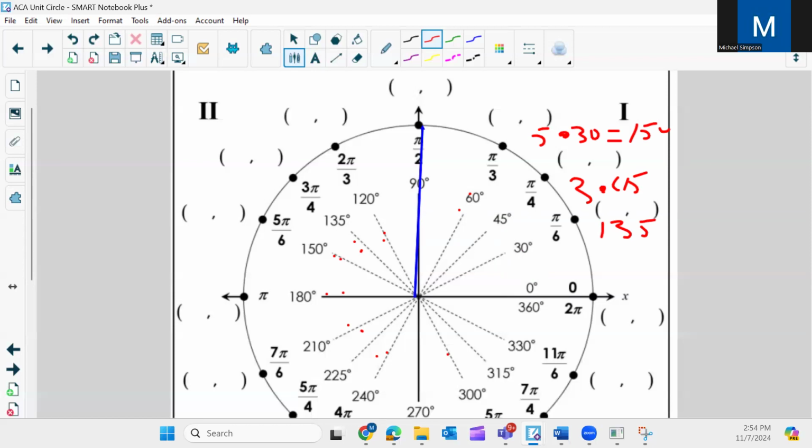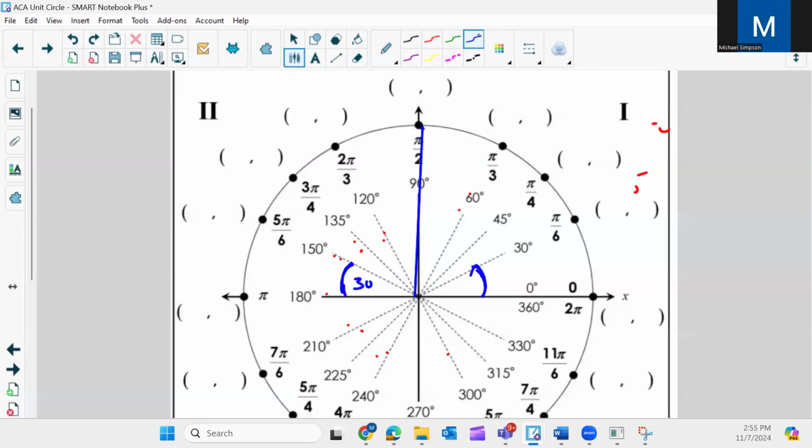Now, having said that, 30 degrees and 150 degrees. If you notice, this is 30 degrees right here. For 150 degrees, the distance from 150 to 180, that is also 30 degrees. So that's why we say that these two have the same reference angle, because the distance from the angle to the x-axis is 30 degrees, and from 150 to 180, it is 30 degrees. So they have the same reference angle.